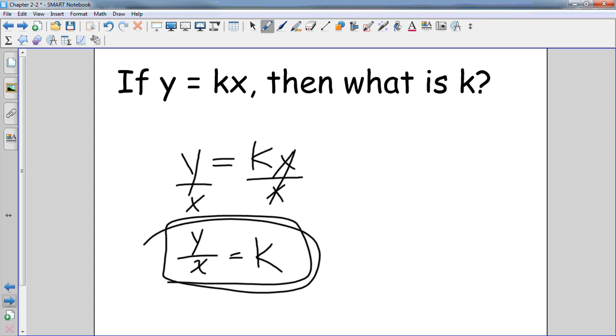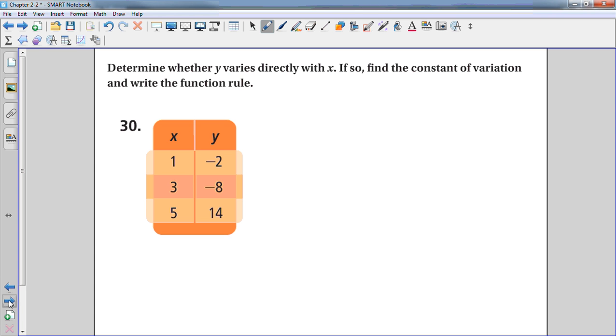So let's look at some x's and some y's on the next problem. Here I have some x's and some y's. I want to know if y varies directly with x, and if it does, I want the constant, or the k. Okay, constant stands for k. When you see constant, you do k, and write the function rule. Which means for the function rule, I need y equals kx. That's what you want.